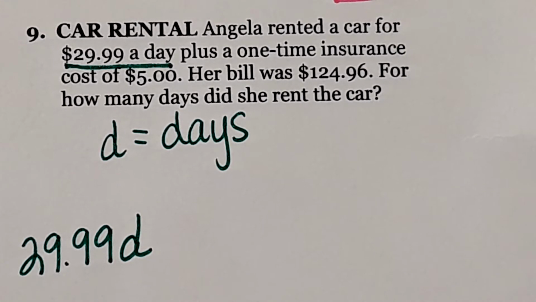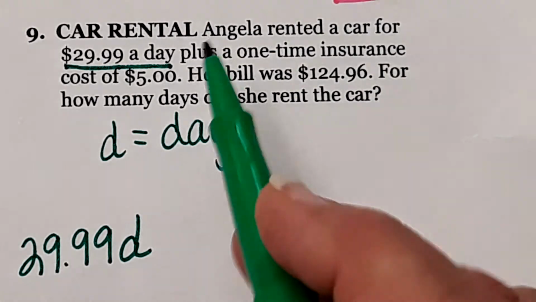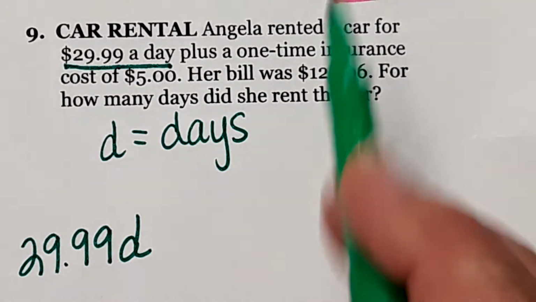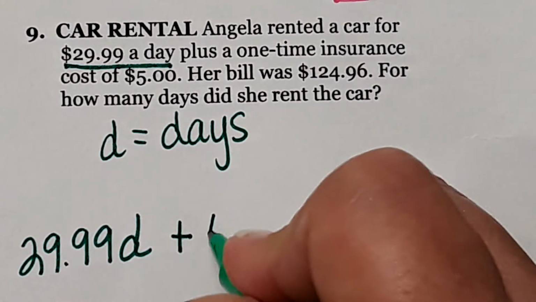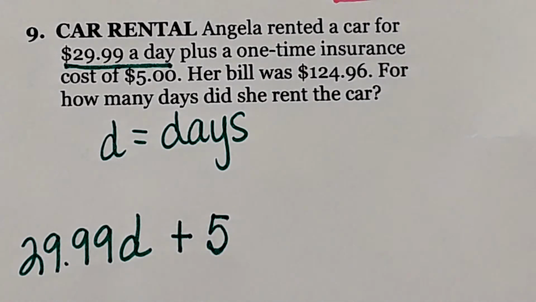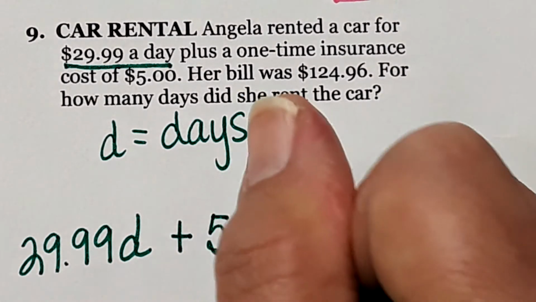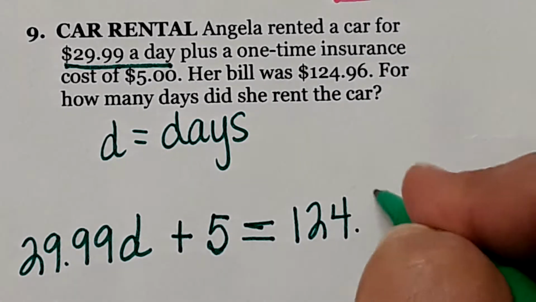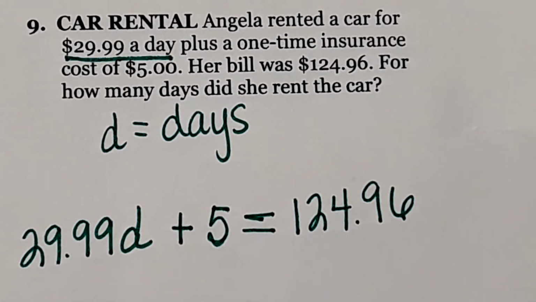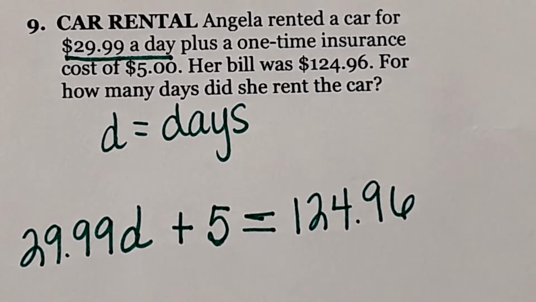Yeah, I would round it up as well. Okay, but I just give them the extra cent. Then it tells you, right? Plus a one-time insurance cost. How much was the insurance cost? $5. And her bill was $124.96. So that's the first thing. You get a point if you can set up the equation. Okay? Now, what do you think they want us to do?